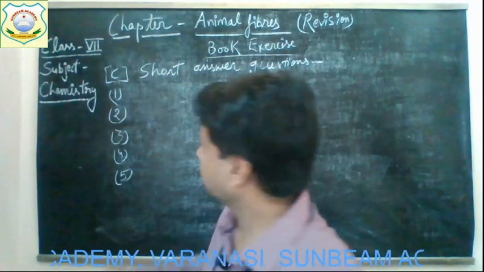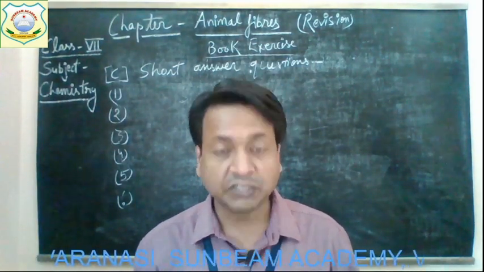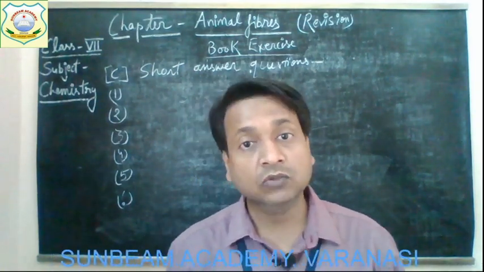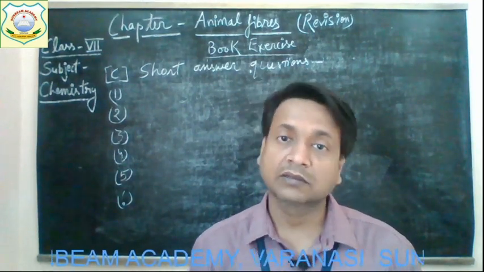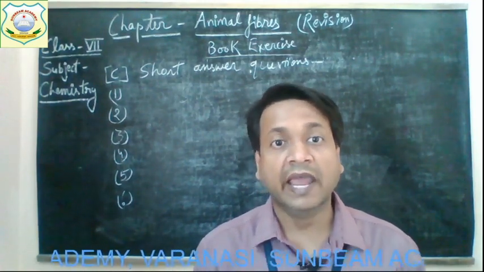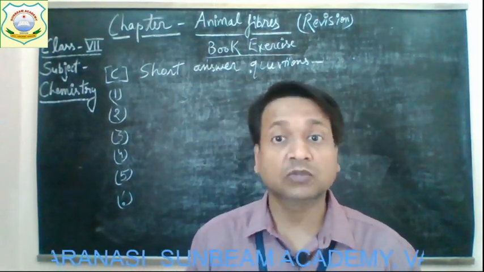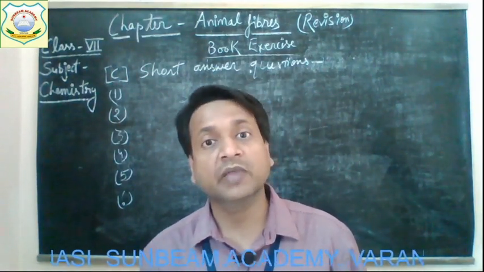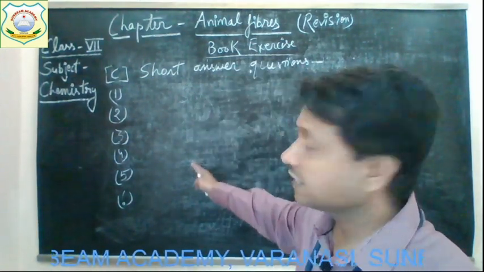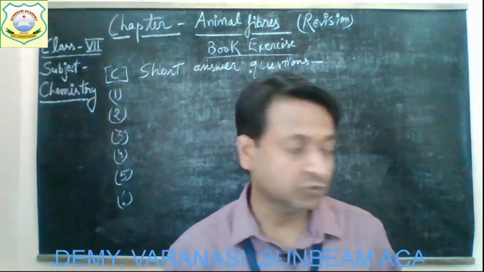Got it? Now, question number 6 is, what are the 2 types of fibers obtained from the fleece of a sheep, and which one is used to make wool? So, children, there are 2 types of fiber we obtain from the sheep. One is the long, coarse beard hair, which is long but rough. And the second one is the soft under hair, which is short in size but soft. So, this soft under hair is used to make wool. Got it? So, these are the short answer questions. I hope that you understood the answers to these questions. Alright? Now, come to the next.